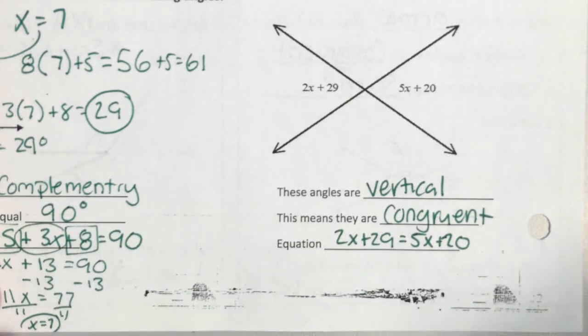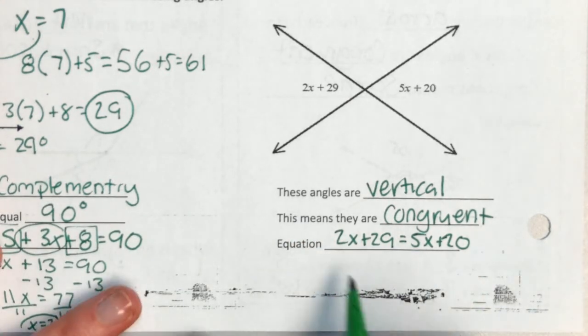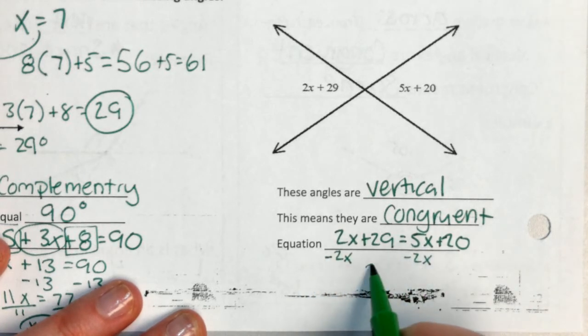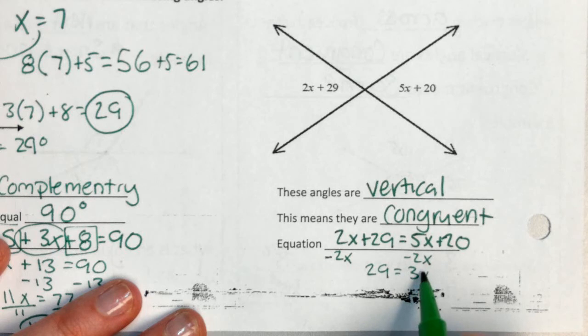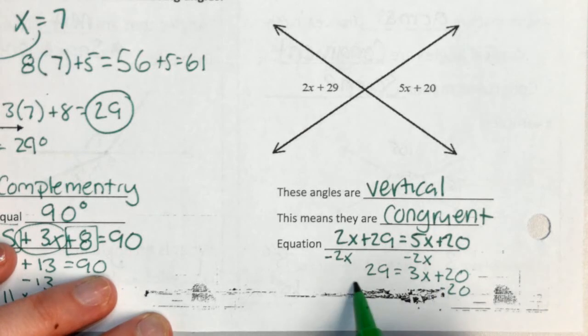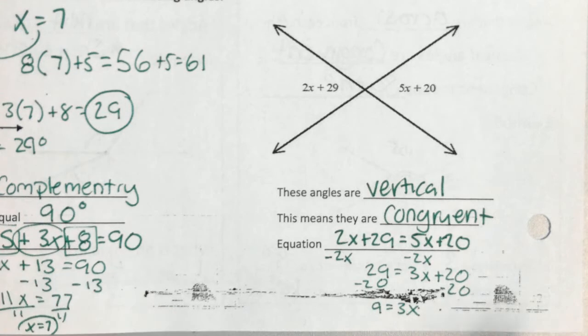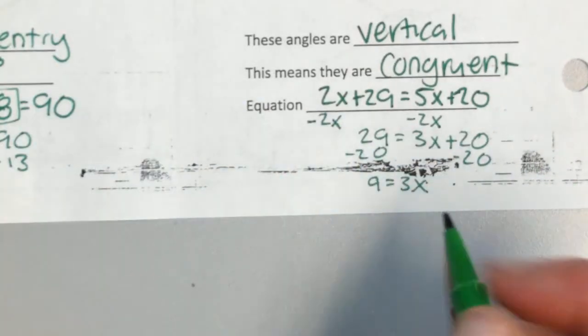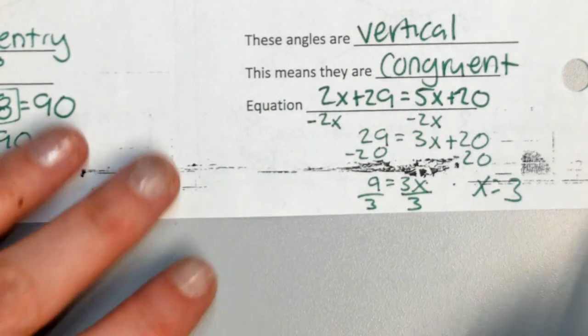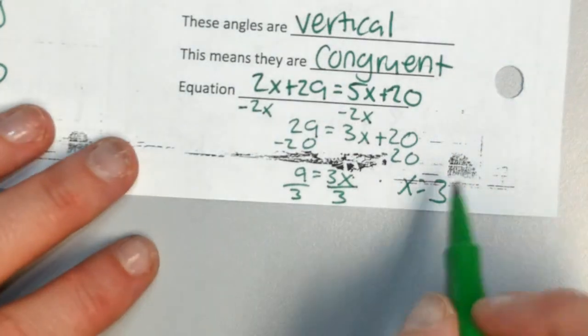When you have variables on both sides, you want to get your variables on the same side, so we're going to subtract 2x from both sides. 29 equals 3x plus 20. Subtract 20 from both sides. 9 equals 3x. And divide both sides by 3. x equals 3.